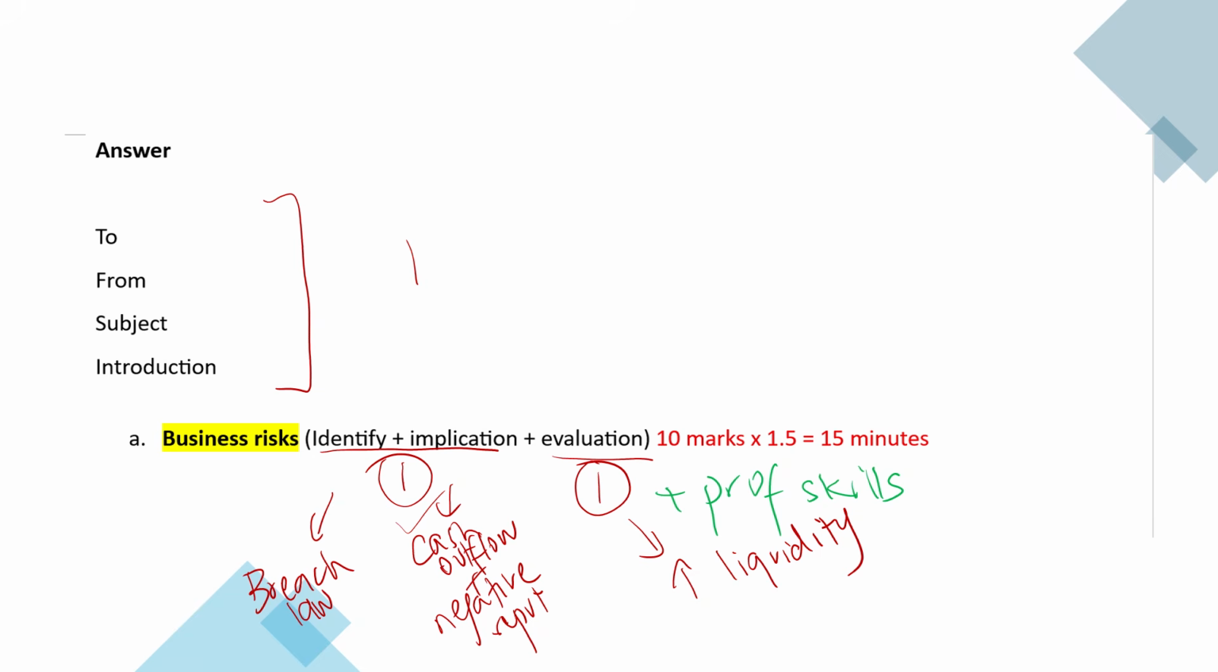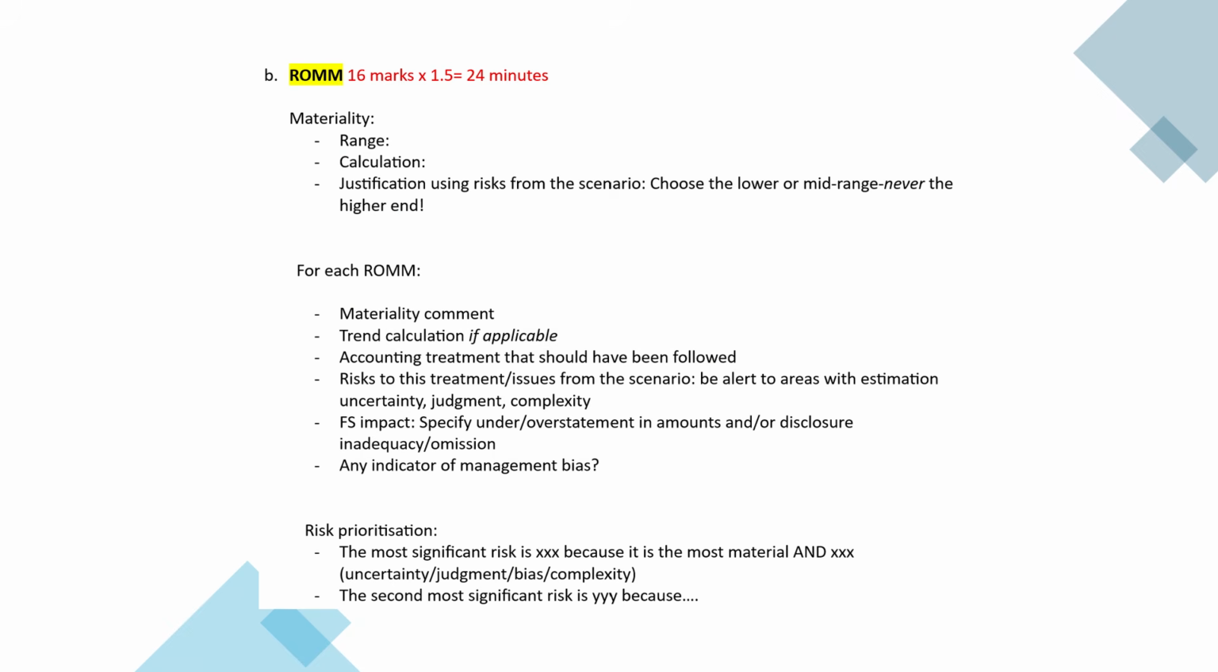So remember, it doesn't matter how many sentences you're writing. That's not how you're awarded marks. You're basically given credit for making sure your identification, implication, and evaluation is correct. So identification comes from the scenario. Implication is an initial impact that you think could go wrong. So remember, it's a risk. It's about what could go wrong. And evaluation is using further information from the scenario to evaluate why this is particularly a problem for this client.